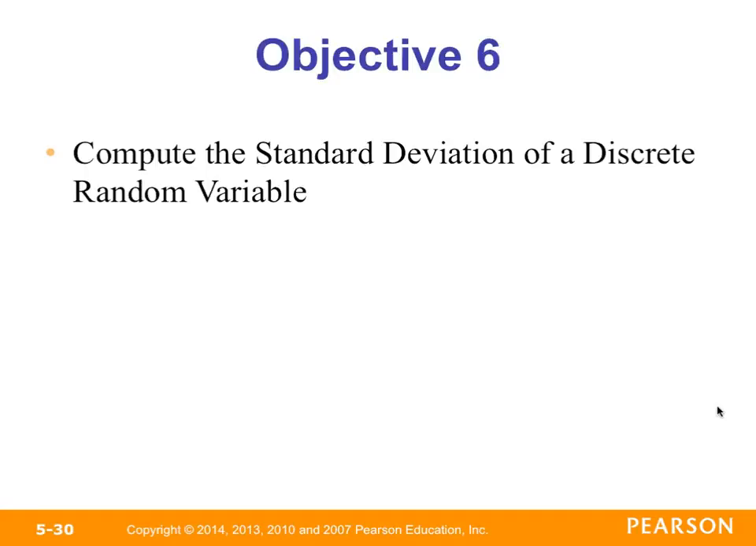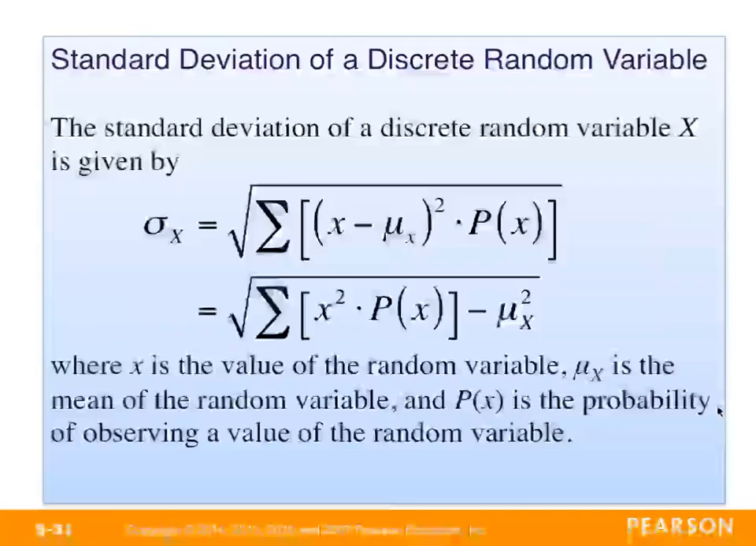compute the standard deviation of a discrete random variable. This is objective 6. So the standard deviation of a discrete random variable is given by these two formulas here that both look kind of gross, but they're not too bad if you pick them apart. Now, you can use either of these two formulas to do this. It really doesn't matter which one you use. So I'm just going to go through the pieces of them, and then as you're doing your homework, you can decide which one you like more.